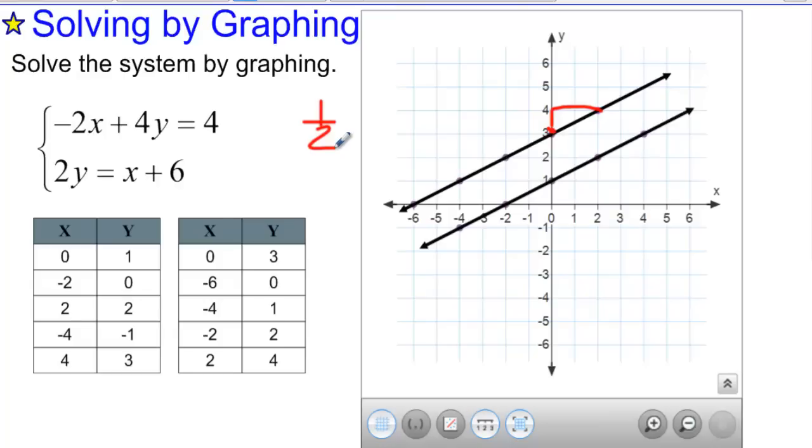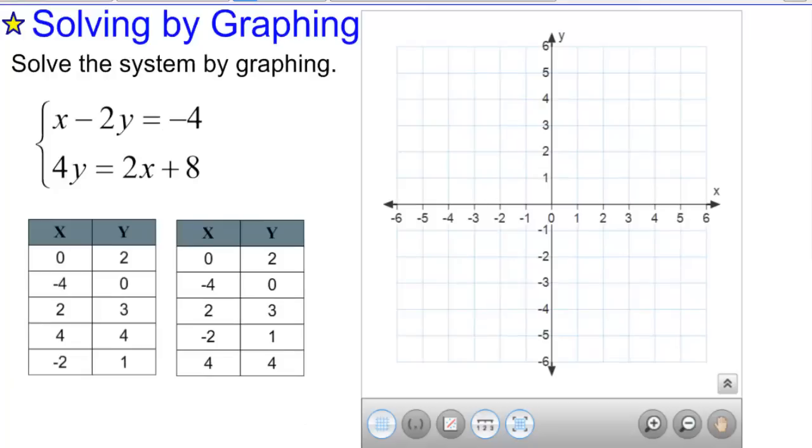And then if I look at this line here starting at the y-intercept, I'm going to go up 1 and over 2 to get to the point right there. So the rise again is 1 and the run is 2. So these both have a slope of 1/2, and they do have different y-intercepts, so that means they're never going to intersect and they're going to be parallel to each other. So I would write for this system of equations that this has no solution.